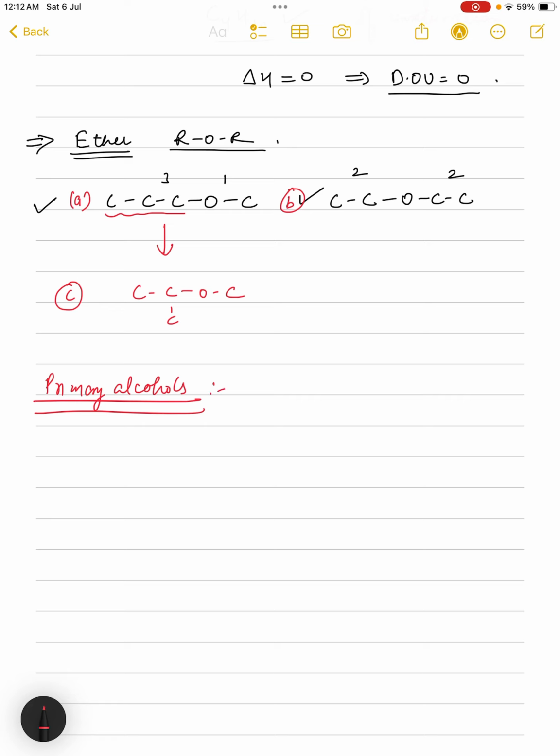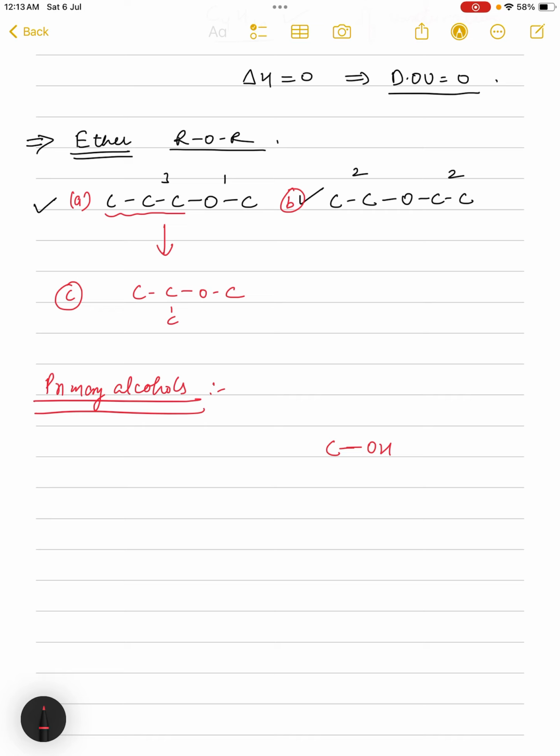Now, primary alcohols are what? Where only a 1 degree carbon contains the OH. Or we can say the carbon having the OH should be of 1 degree, right? So that means we will use one carbon and write the OH along with it. Now there are 3 carbons left in the molecule, so we will make the chain isomers of these 3 carbons.